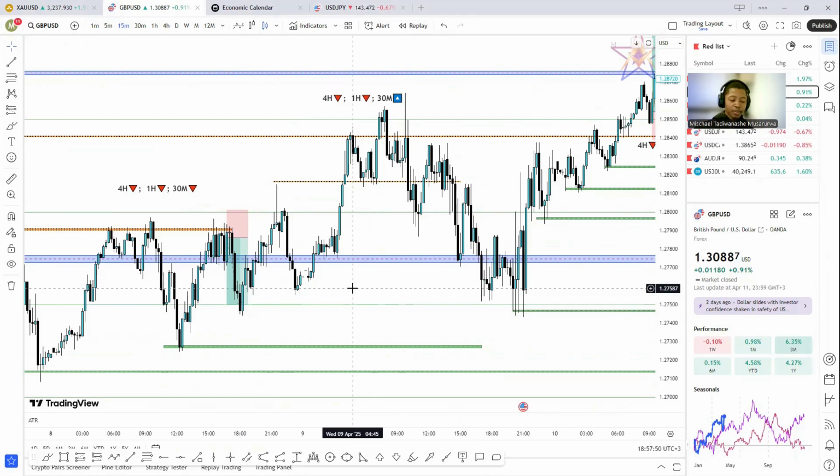So you should have a minimum risk to reward. You should always tell yourself that if this trade does not have this risk to reward, I'm not going to take this trade.